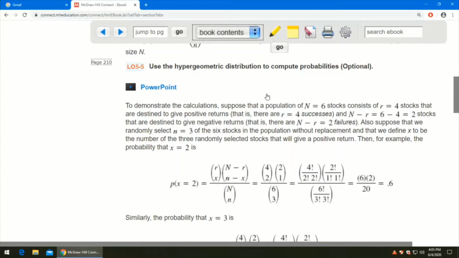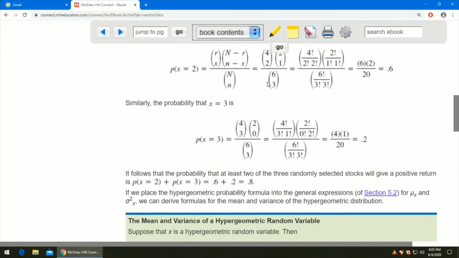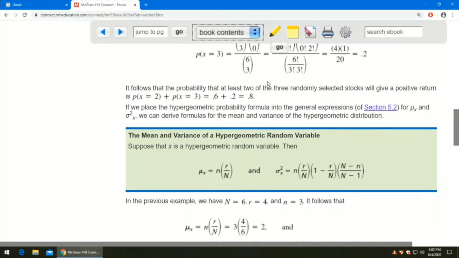So how you open the factorial is part of the game. I already told you this part. Then you can just simply do 4 over 2 factorial into 4 minus 2 is 2, 2 over 2 minus 1 is 1, and into 1. 6 factorial over 3 factorial into 6 minus 3 factorial is 3 factorial, okay? Then you can just simply find this out.